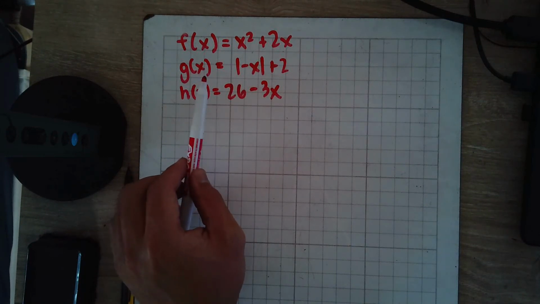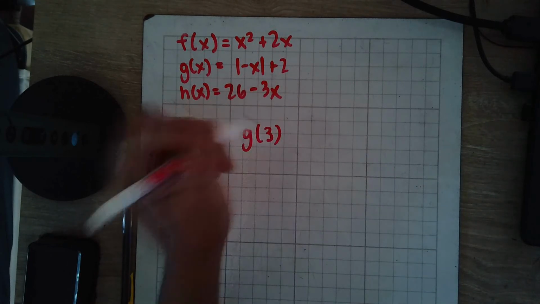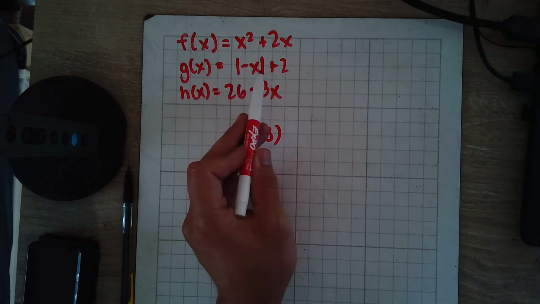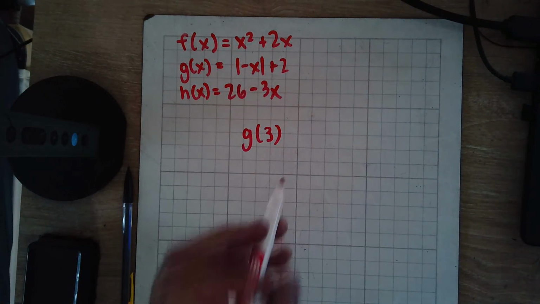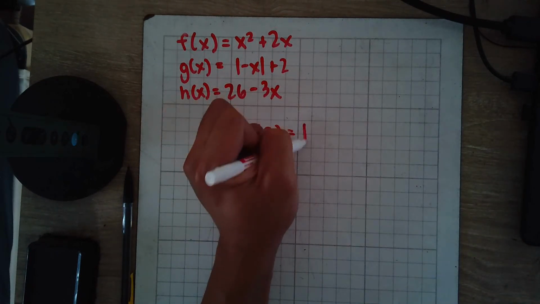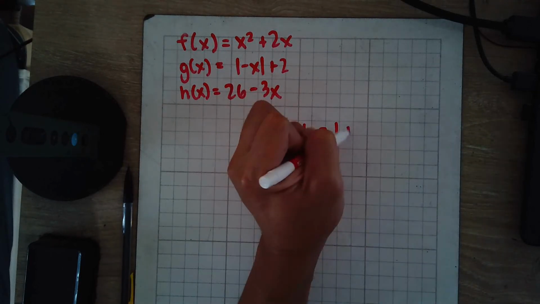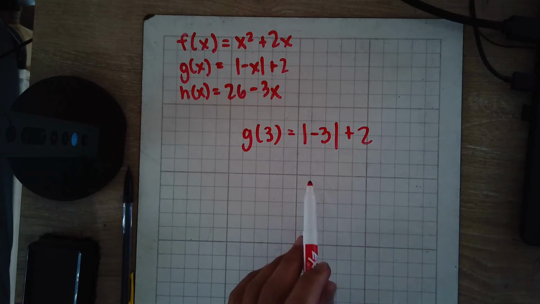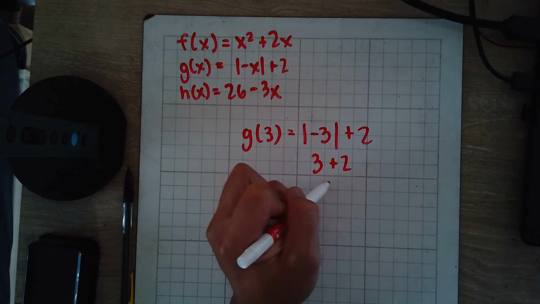So our first problem, they say g of 3. Well, anywhere I see x on this side of my function, I'm going to replace that with 3. So we get g of 3 is equal to the absolute value of negative 3, plus 2. Well, the absolute value of negative 3 is just 3, plus 2, so that's 5.